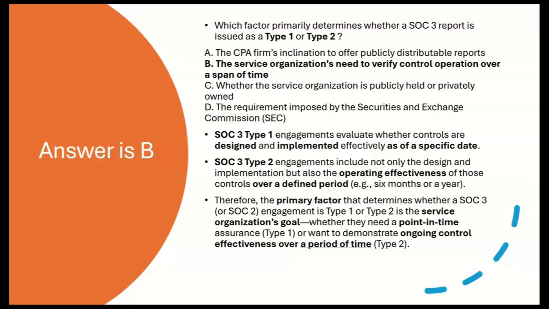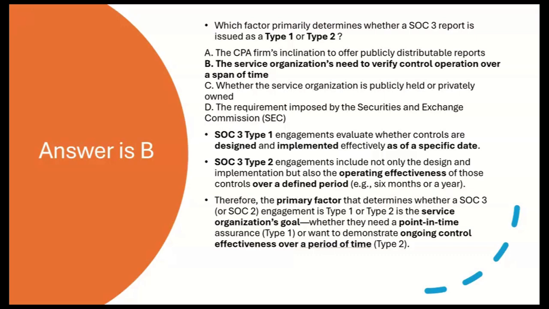The primary factor that determines whether SOC 3 is issued as a Type 1 or Type 2 is the service organization's need to verify control operation over a span of time. Because a Type 1 engagement evaluates whether controls are designed and implemented effectively as of a specific date, but a Type 2 engagement includes not only the design and implementation, but also the operating effectiveness of those controls, and not just as of a specific date, but over a defined period like 6 months or even a year.